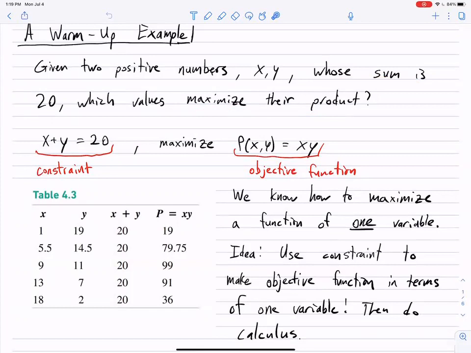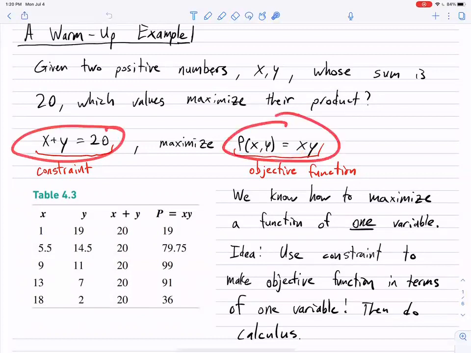And the thing that we're trying to maximize or optimize is called the objective function. Those are the two most important pieces in one of these optimization problems. You need a constraint and you need an objective function. Both should be in variables that the problem gives you. Our constraint is in the variables x and y, which are the numbers, and our objective function is in x and y. We want to use this constraint to maximize this objective function.